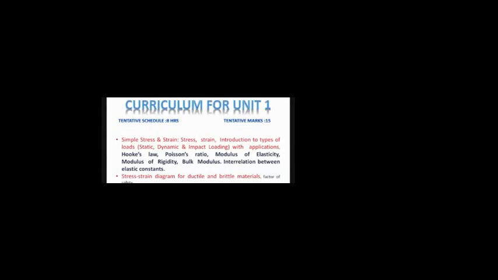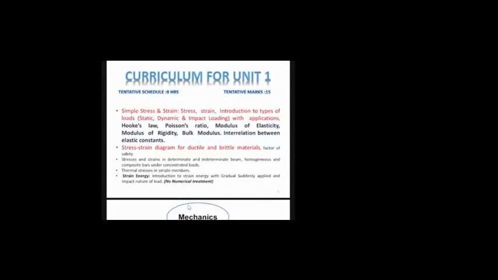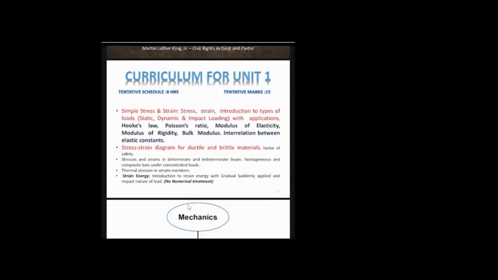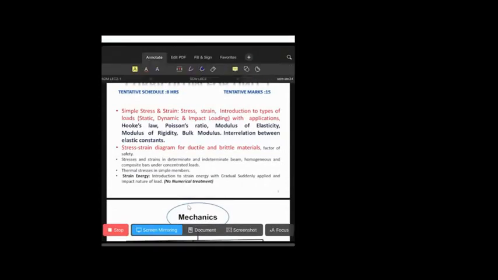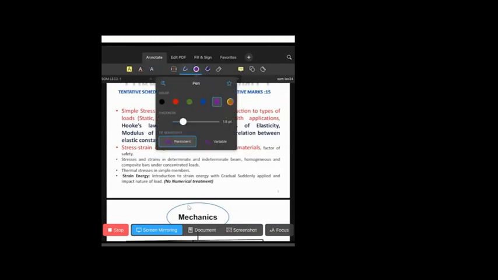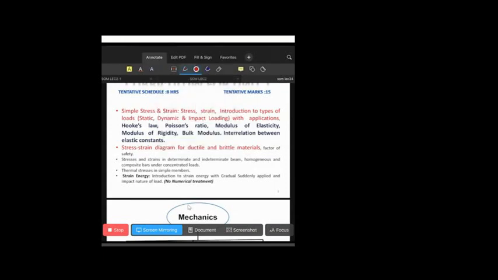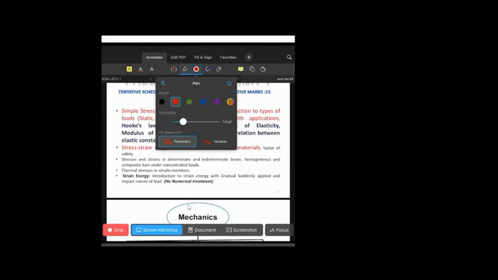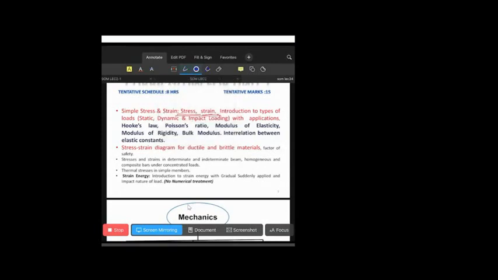With our session, we have completed 2 lectures. In these 2 lectures, we have already completed simple stress and strain, definition of stress, definition of strain, and introduction of type of loads. So all these things are already covered. So let me take a pen. Let's say red color. Okay. So we have already talked about what is stress, what is strain, and change the color. Okay. So we already talked about load as well. So these topics are already covered in lecture 1 and lecture 2.